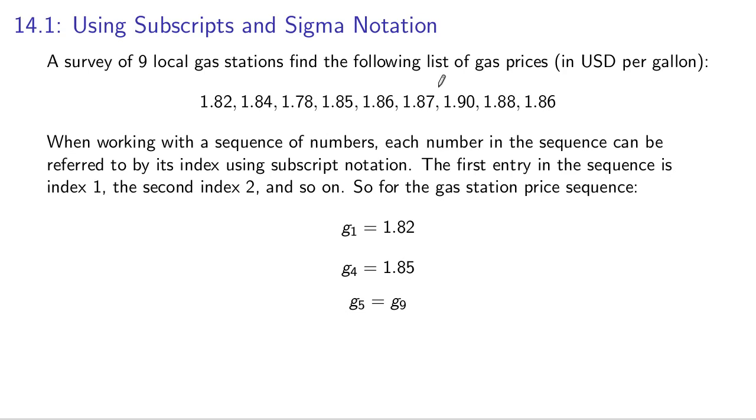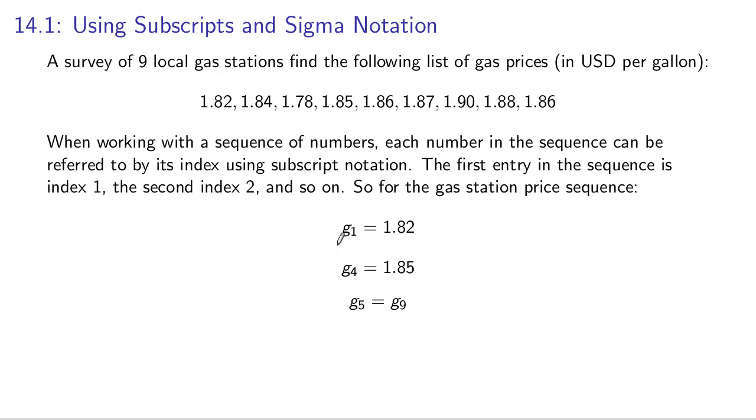And here's our list. When working with a sequence of numbers like this list, each number in the sequence can be referred to by its index using subscript notation. So the first entry in the sequence is index 1, so this is a subscript of 1. So G sub 1 is $1.82 per gallon.